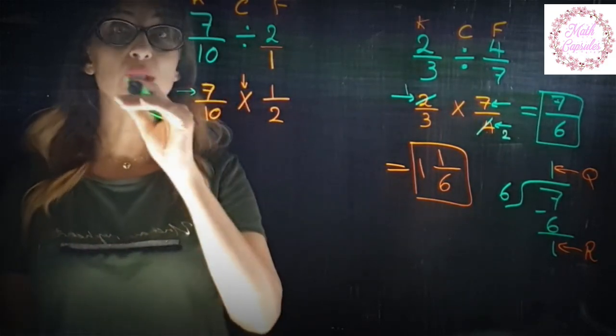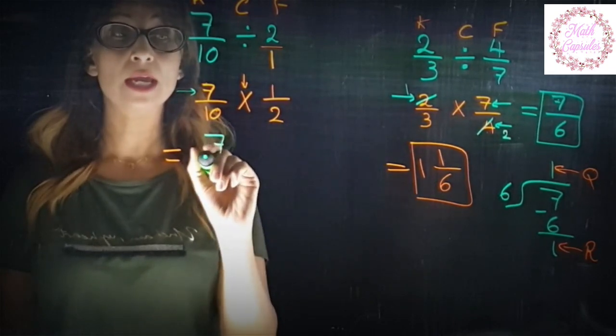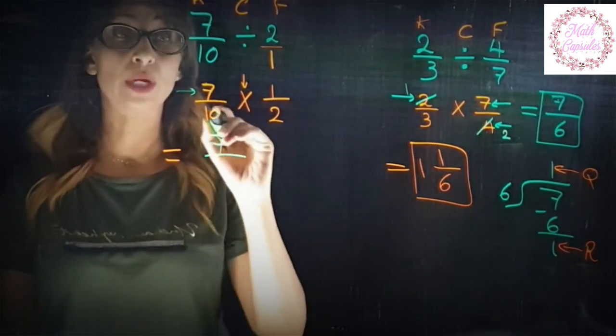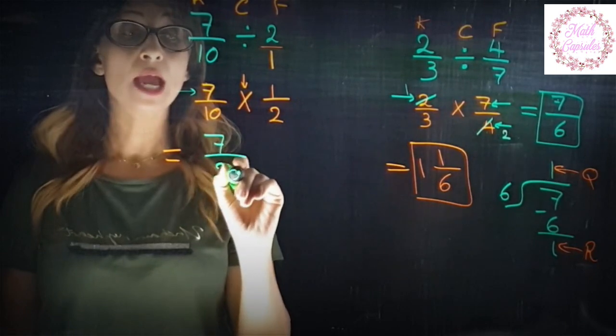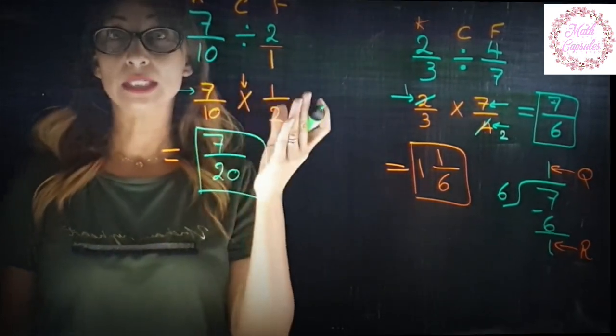So we just multiply numerators together. 7 times 1 equals 7. And the denominators together, 10 times 2 is 20. And of course this is the simplest form because it's already simplified.